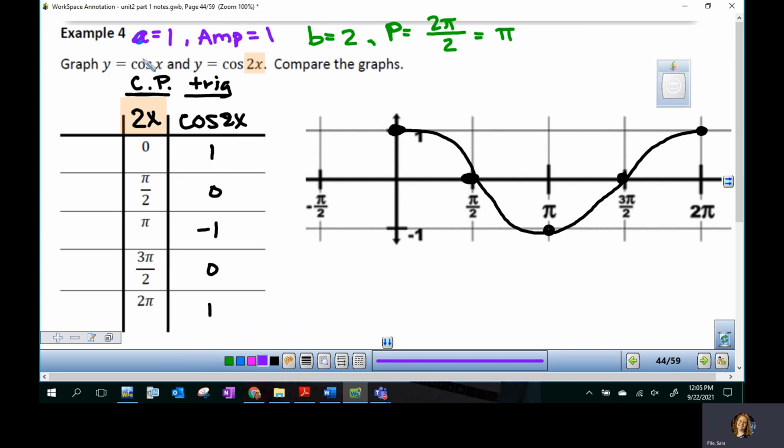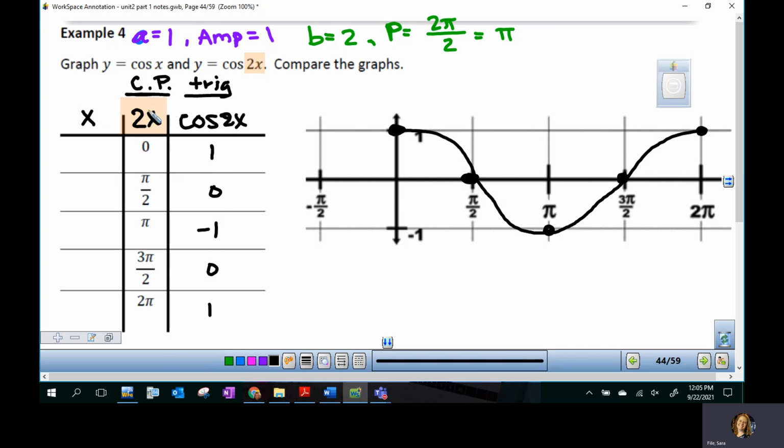Now there is no amplitude change. It's an amplitude of 1, which is the same as the parent function, and multiplying by 1 doesn't change anything, does it? No, so we don't need a column to the right of the trig column to multiply in the amplitude. Cosine of 2x, that is the entire function, so that is going to be the y value. That's the y column.